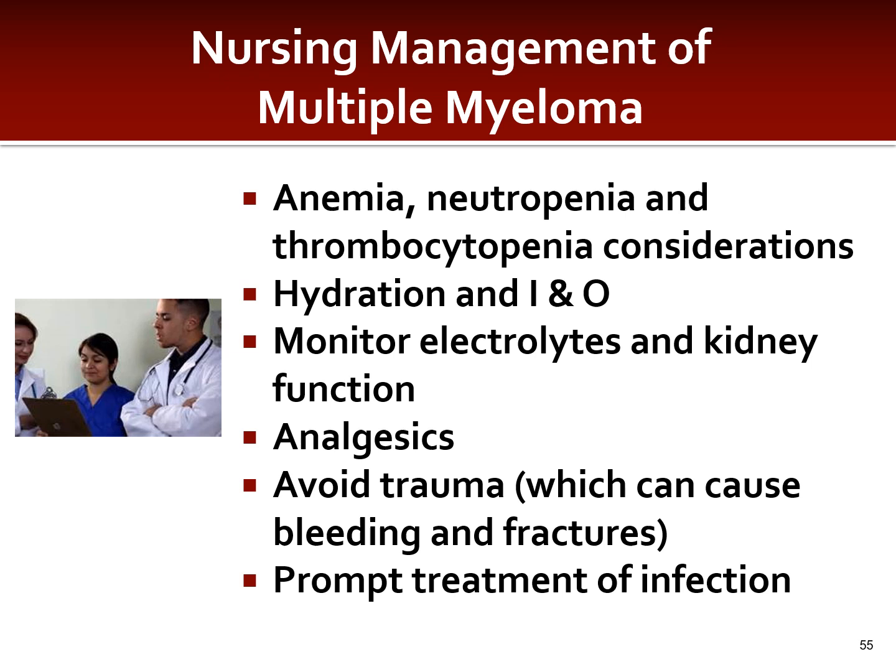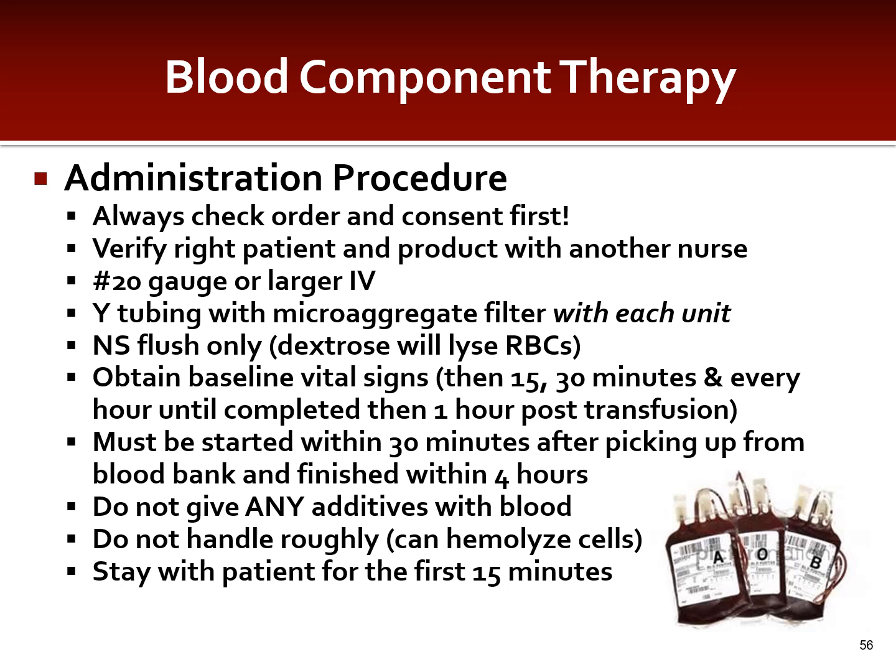So again, how we manage these clients, we want to keep them well hydrated, monitor their intake and output because we just said they're at risk for renal failure. Monitor electrolytes, kidney function. Give analgesics for pain. They need to avoid any trauma because it can cause bleeding and fractures. And if they have multiple myeloma, they need to get prompt treatment for infection because it becomes systemic and they could die as a result of the infection. So prompt treatment, antibiotics, hydration, extensive monitoring of the kidney function, I&Os, and monitor electrolyte imbalance.